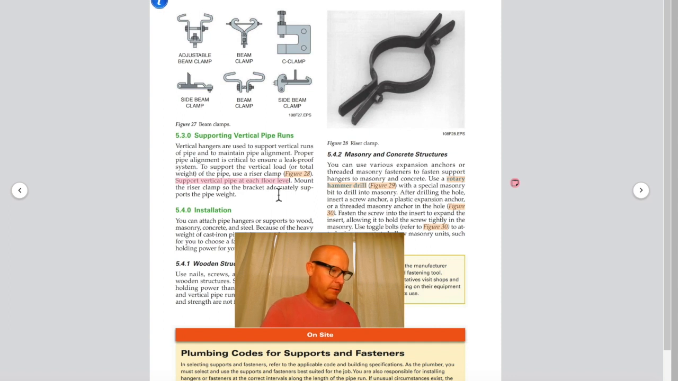All right, we were talking about supporting pipe horizontally. Let's talk about it vertically. You guys know this, if you were in my class and we worked on that platform, we have our cast iron coming up. What do we support it with right there? Riser clamps. Riser clamp right here. Support vertical pipe at each floor level. That's pretty much all you need to know. But you know, because you've done this, that we use riser clamps.